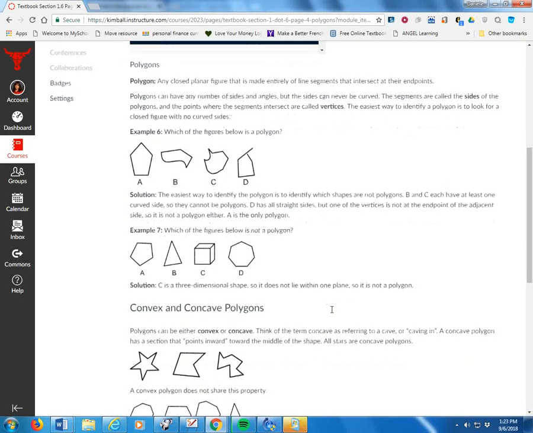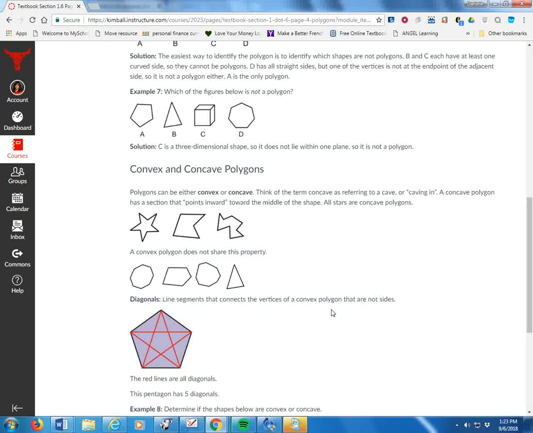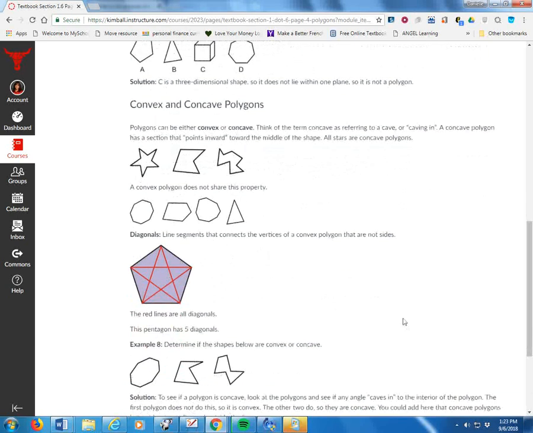This is a non-polygon. It's three-dimensional. So it's a cube. It's not a polygon. Polygons are two-dimensional. You can identify polygons by their number of sides, and then you can further identify them whether they're concave or convex. If they're concave, a side or vertex of the polygon actually goes into the polygon, like a cave. Convex, everything's facing outward.